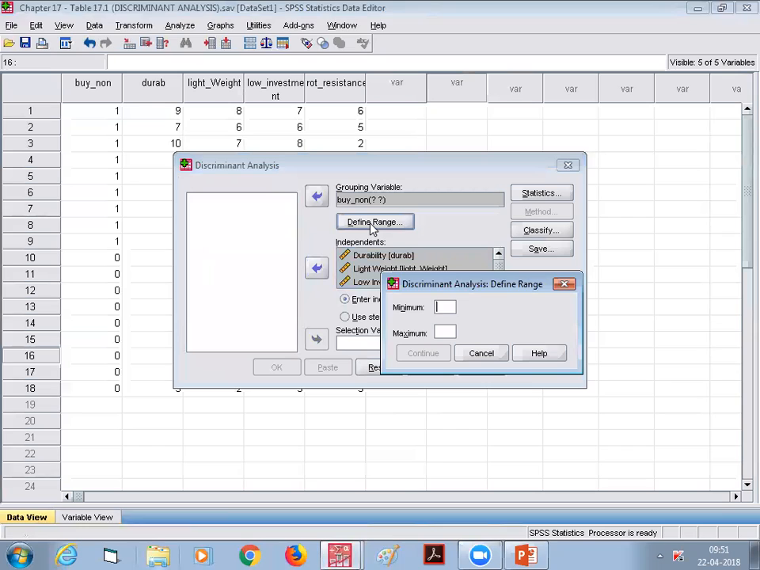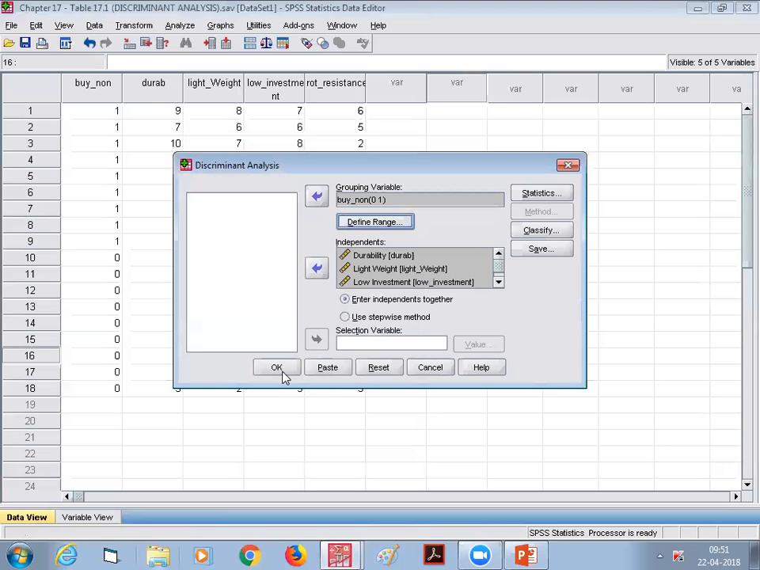Now when you go here, you have to define the range also. If you have only 2 groups, it is dichotomous, but you can have more than 2 groups also, okay, so 3 groups, 4 groups, etc. So how do we define the range here? Minimum value is 0 because it is the non-buyer group. Maximum value is 1, that is the buyer group. Continue. Then only this is highlighted. Now you can do whatever you want.